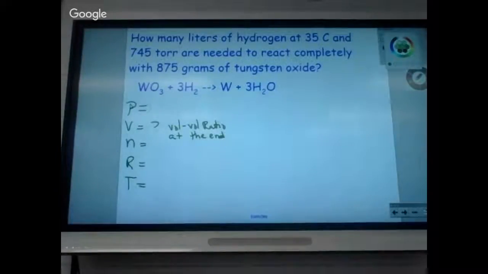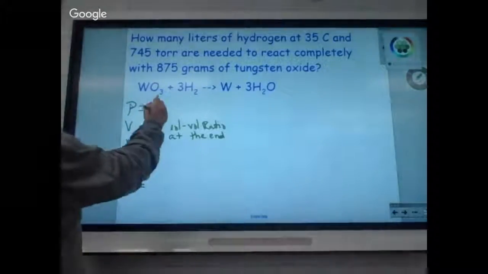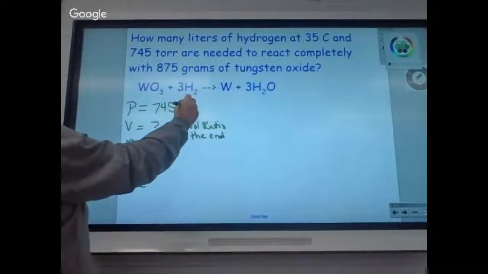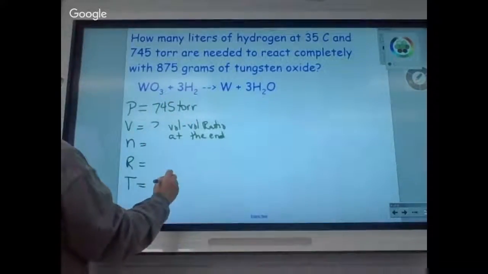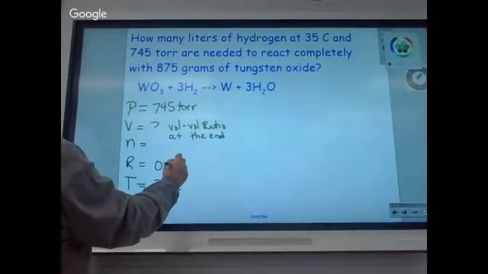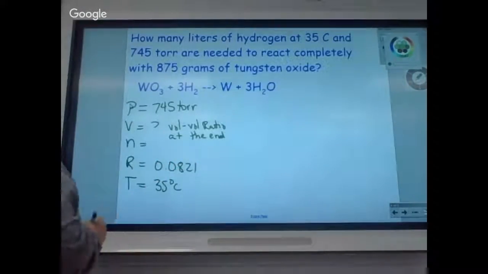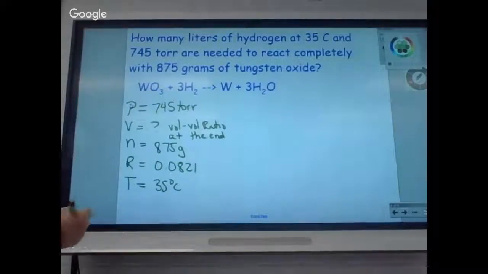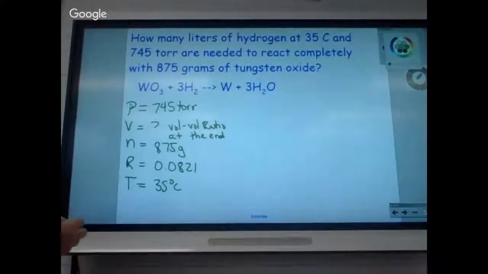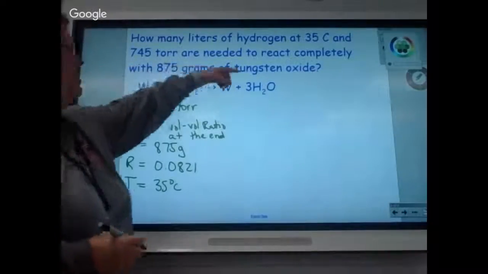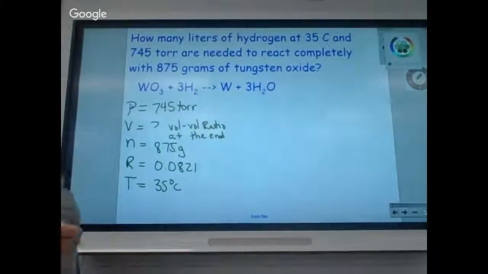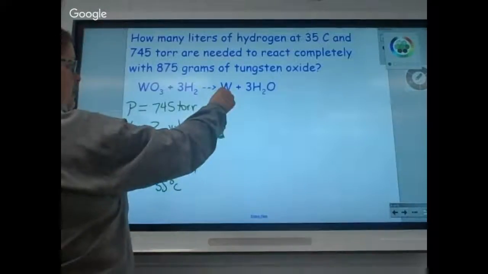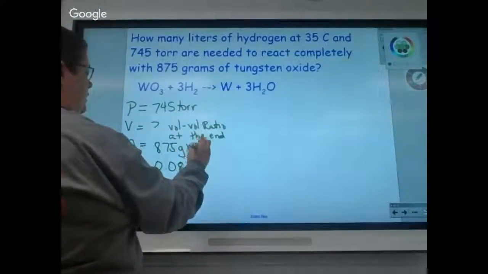So what do we know? 745 torr, okay. 35 is T, good. 0.0821, and I need one more. I need the moles. 875 grams. All right, what is the grams of? Tungsten oxide. So which one of those is tungsten oxide? WO3. Okay, W is tungsten, so WO3 is tungsten oxide.